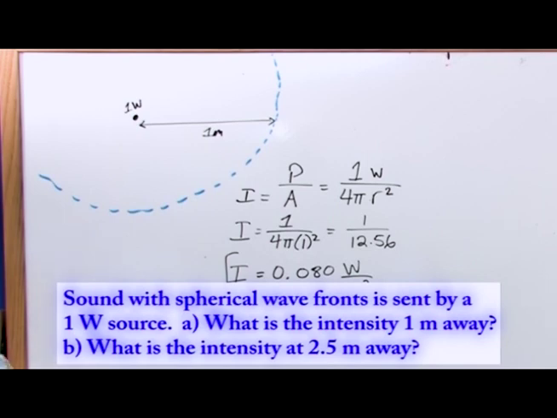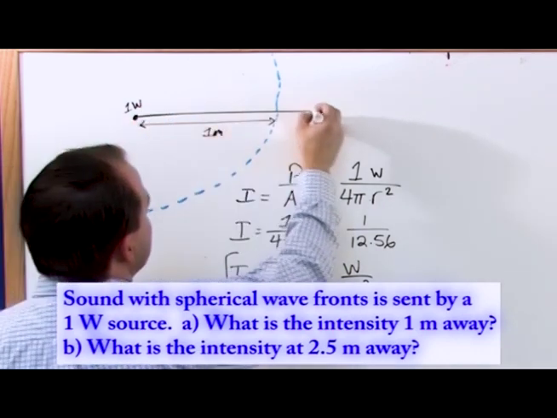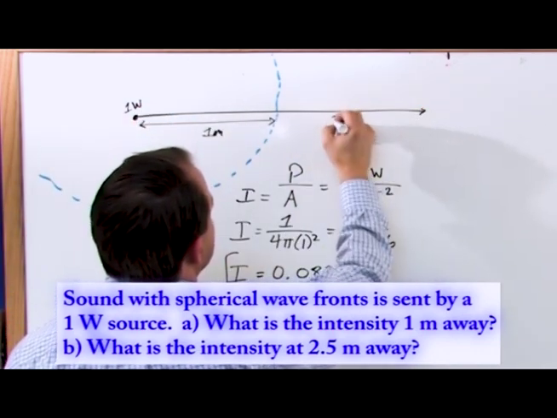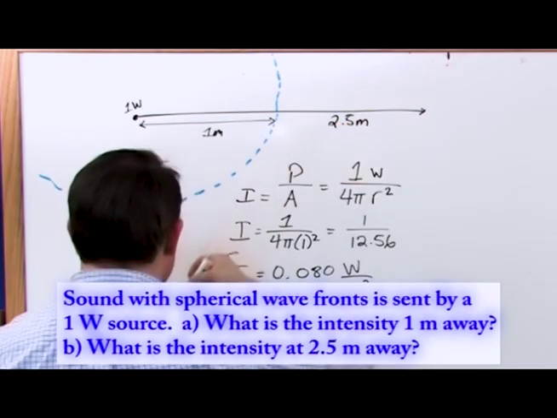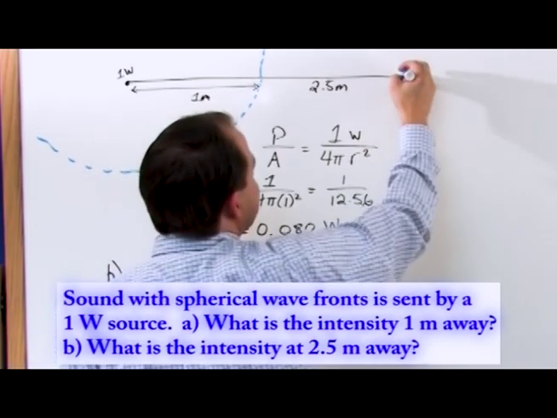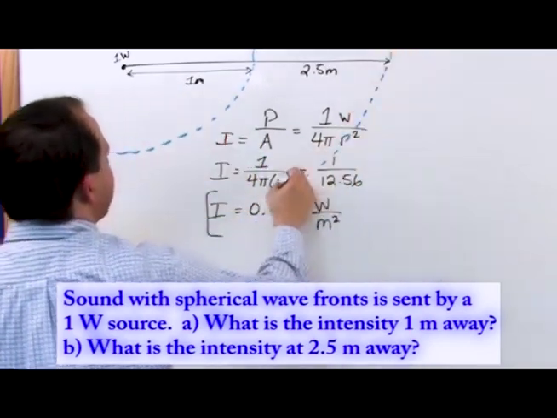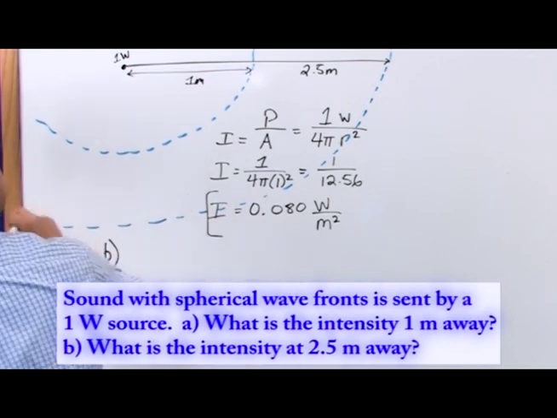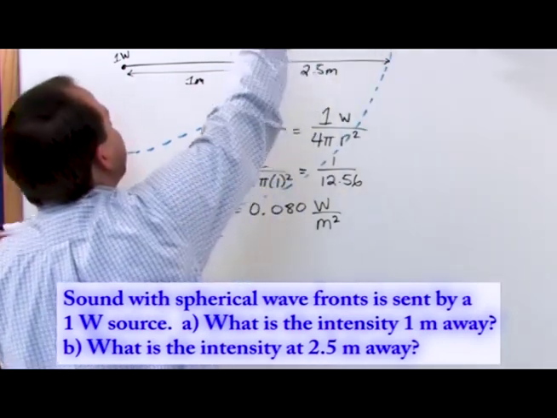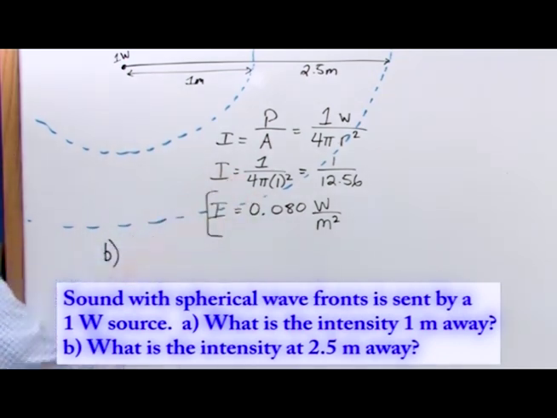The second part of the problem says, what is the intensity at 2.5 meters distant from the source? So obviously, I'm not going to draw this to scale, but this is 2.5 meters, let's say. You can see that this sphere is much, much bigger. So the surface area that this second sphere encompasses is much, much greater. So my intensity, of course, is going to be lower.